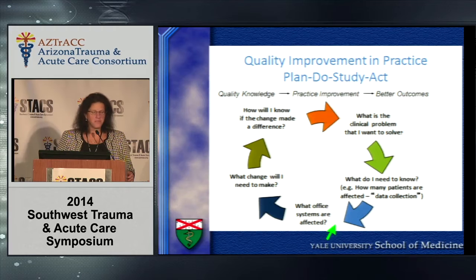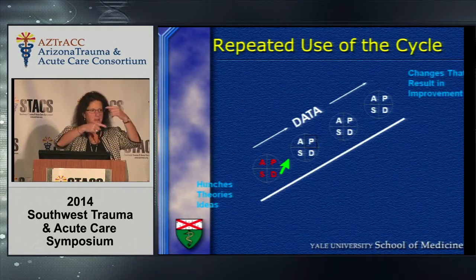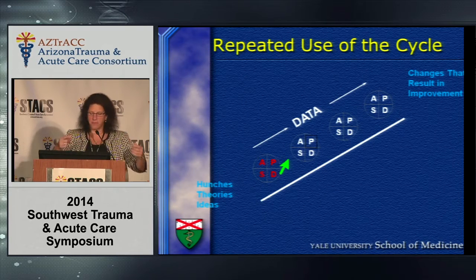And I'm sure you all have seen this, the Plan, Do, Study, Act circle. And what it is basically just repeated evaluations of the Plan, Do, Study, Act. So once you've acted, then you have to restudy and replan.